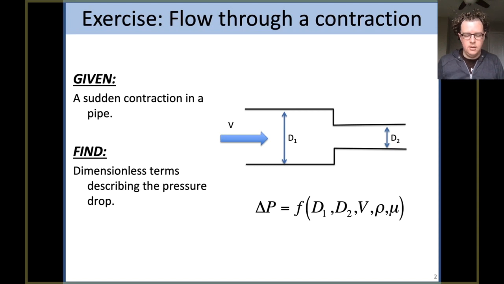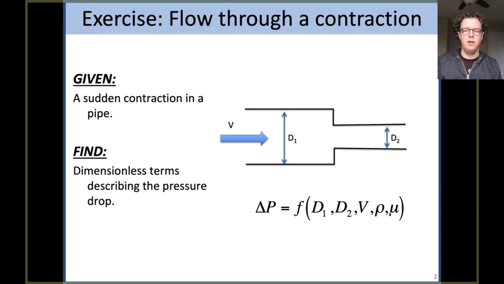All right. So we're given a situation where we've got a pipe in which you're looking at a cross section here drawn in black. We have diameter 1 on the larger part of the pipe, diameter 2 on the smaller part of the pipe with a sudden step change in diameter. We've got a pipe flow velocity V coming through the pipe, a fluid with a density and a viscosity, and a pressure drop associated with this.